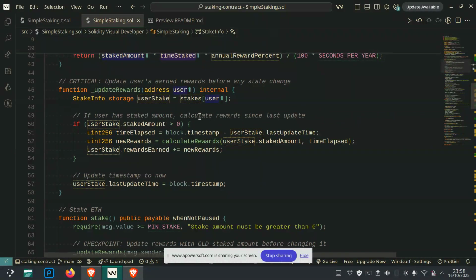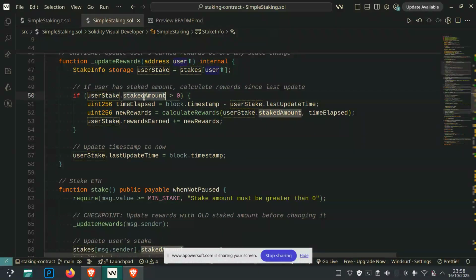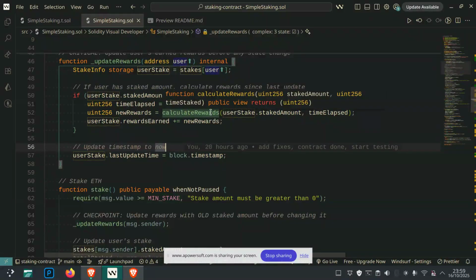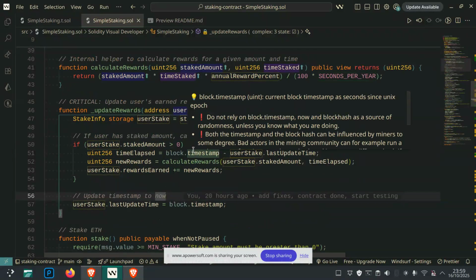If the user has a staked amount, calculate the reward since the last update. You see, we check if the user has staked more than 0, and then we check block timestamp, which means now, minus the last update time. We calculate the rewards for the time that has passed, and then add the rewards. The idea is, imagine a situation with Alice and Bob. Okay, Alice, let's say we have only Alice.